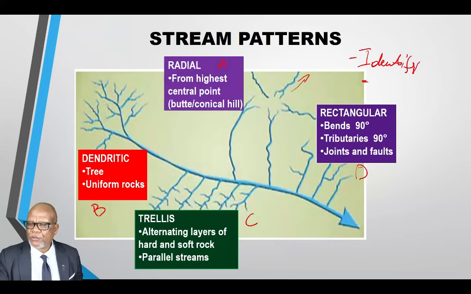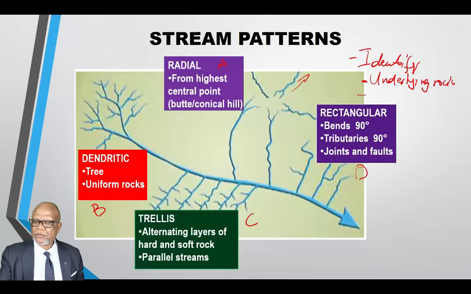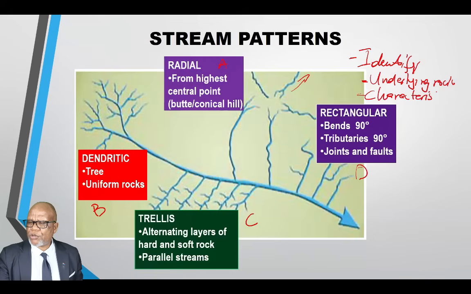That's number one. Number two, you need to explain the underlying rock. Underlying rock simply refers to where this drainage pattern is found, or where this drainage pattern can develop, or where this type of pattern could be located. And number three, you need to give the characteristics of each pattern. So these are the main questions that you should know when you're talking about drainage patterns.